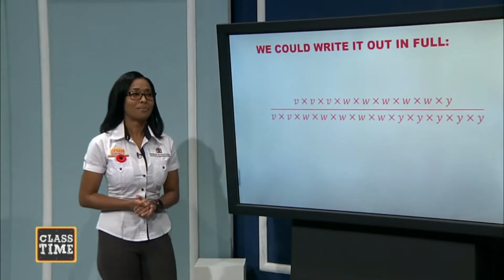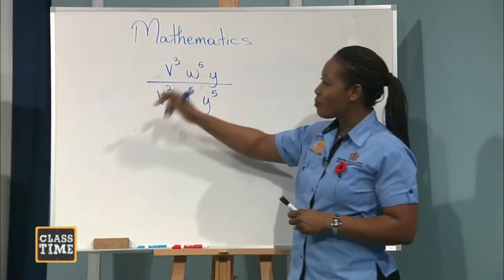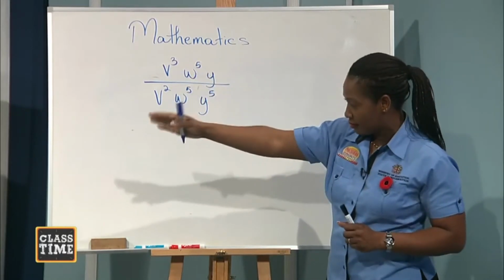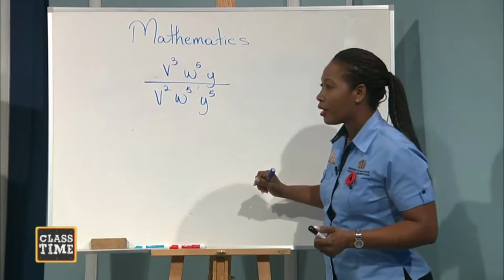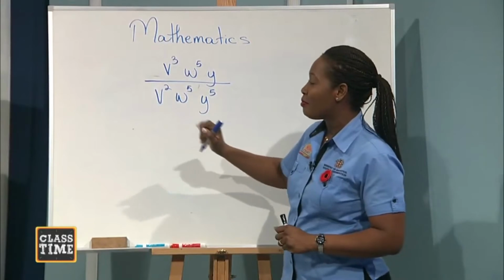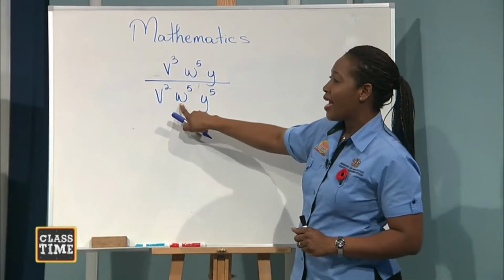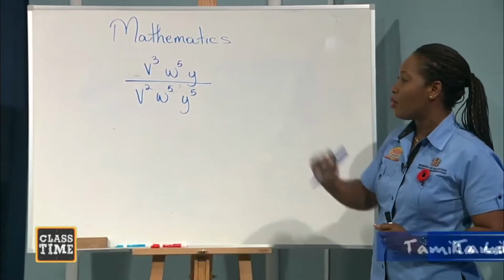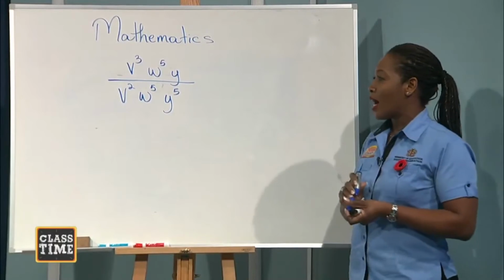Let's expand. We have v raised to the 3rd power. As you can see, v is being multiplied 3 times. W raised to the 5th power, 5 times. Y has no power, but even though it has no power, there's still one y there. So we put back the 1: y raised to the 1st power. Then we have v raised to the 2nd power, which is v multiplied by itself twice, and w to the 5th power, 5 times, and y to the 5th power, y multiplied by y 5 times.